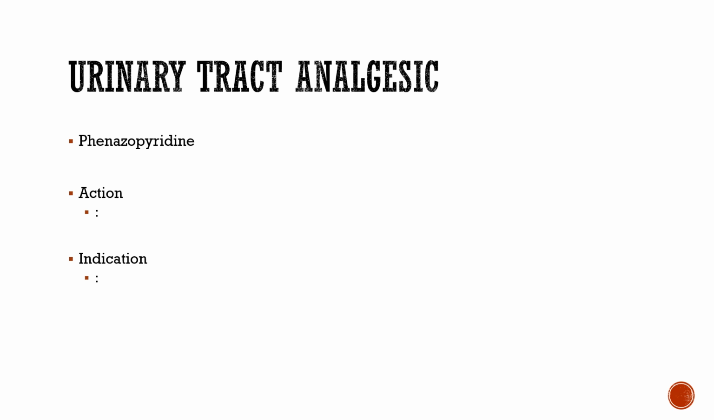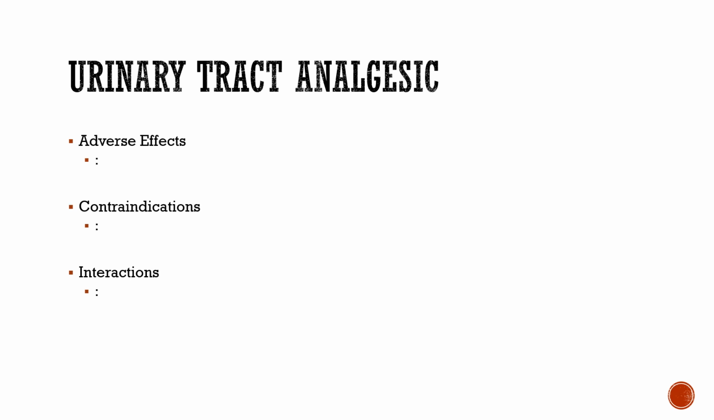Phenazopyridine, also known as Pyridium or AZO. You can get this over the counter. All this is an analgesic. It just helps take away some of the pain associated with urinary tract infections. Adverse effect, though, it causes a reddish orange color of the urine. Contraindications, again, renal disease, and it's all based on the level of renal disease. Can interact with topical anesthetics.